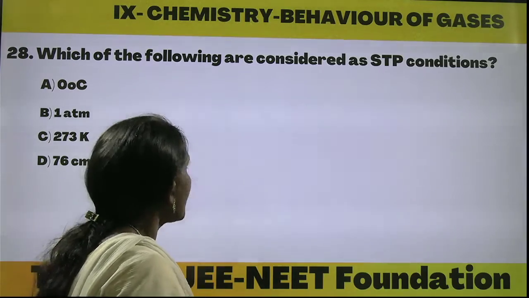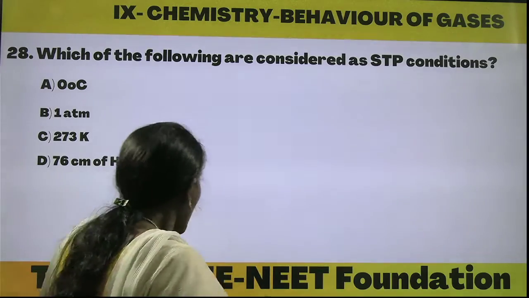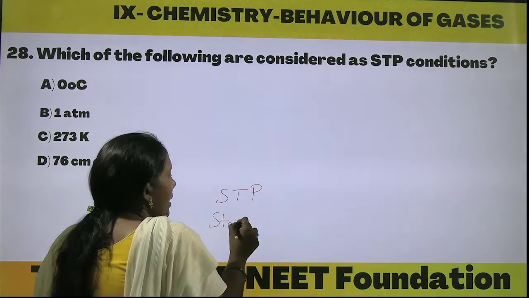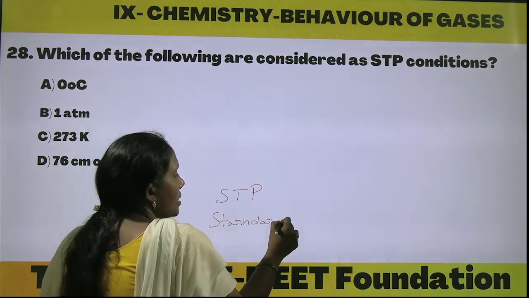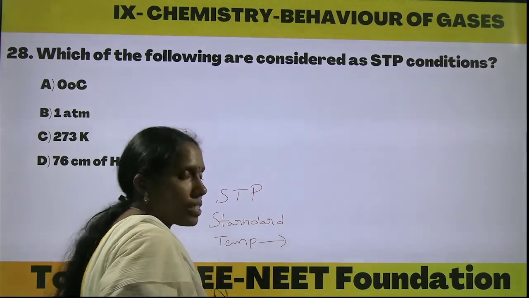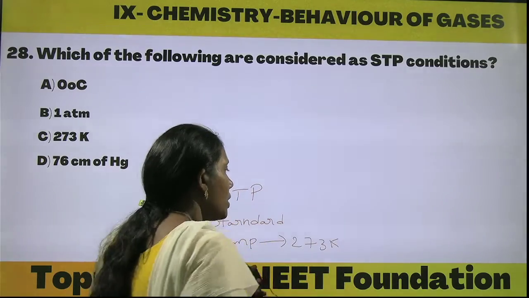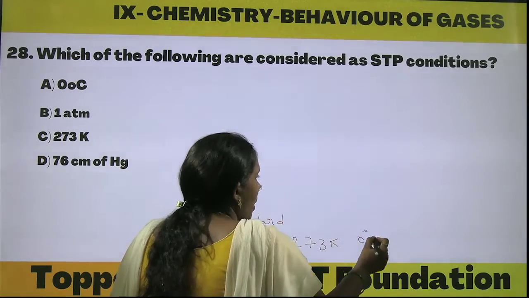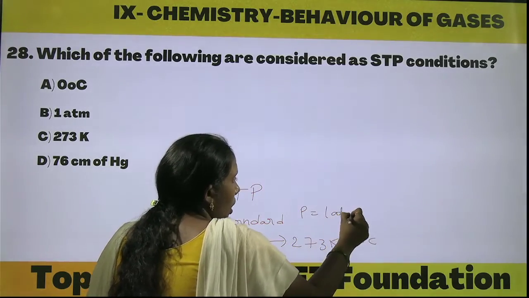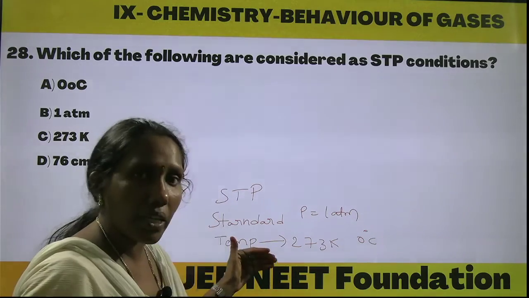Which of the following are considered as STP conditions? What is meant by STP first of all? STP, standard temperature and pressure. So STP conditions means we will maintain some standard temperature and pressure. Always at STP conditions, temperature will be 273 Kelvin. 273 Kelvin means 0 degrees Celsius, and we will maintain the pressure 1 atmosphere. These are fixed, and this is the standard temperature and pressure condition.